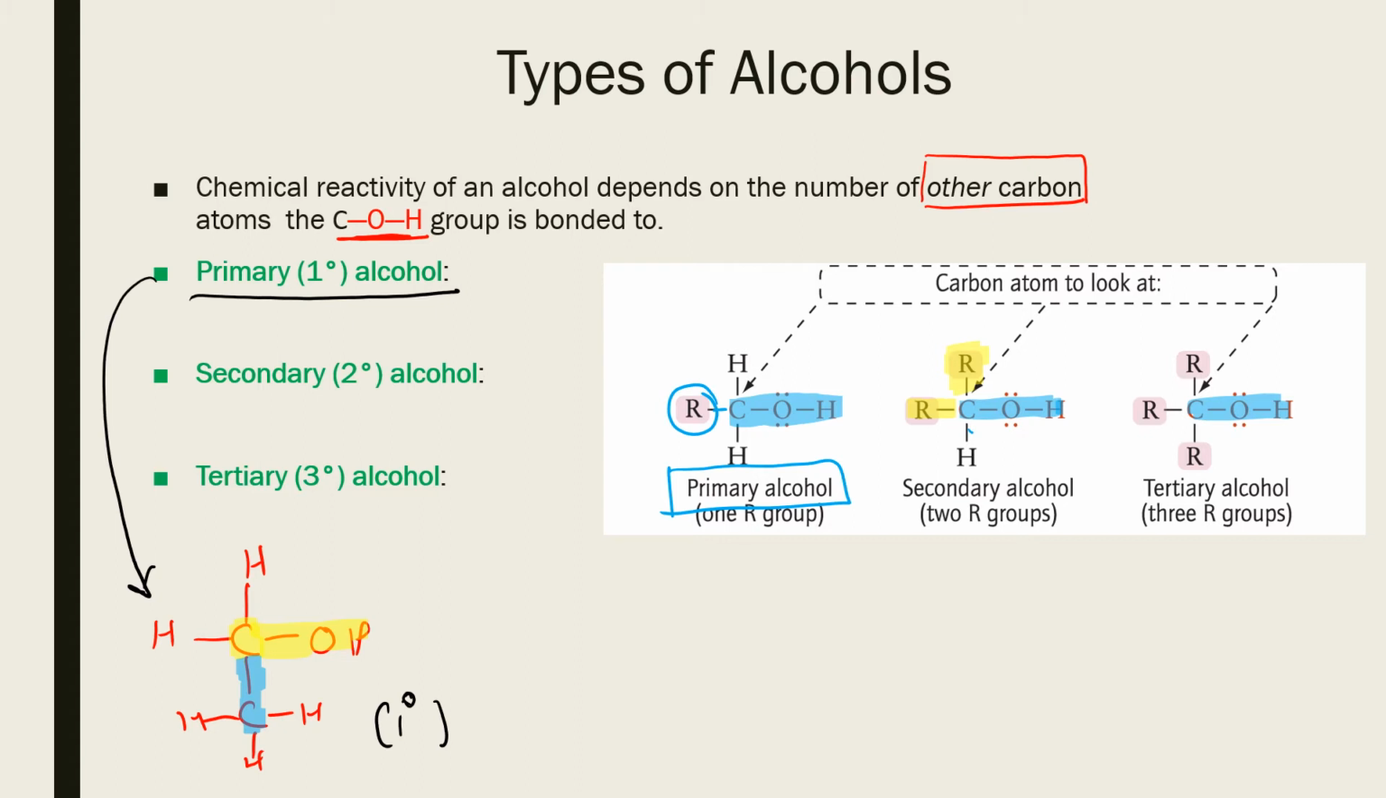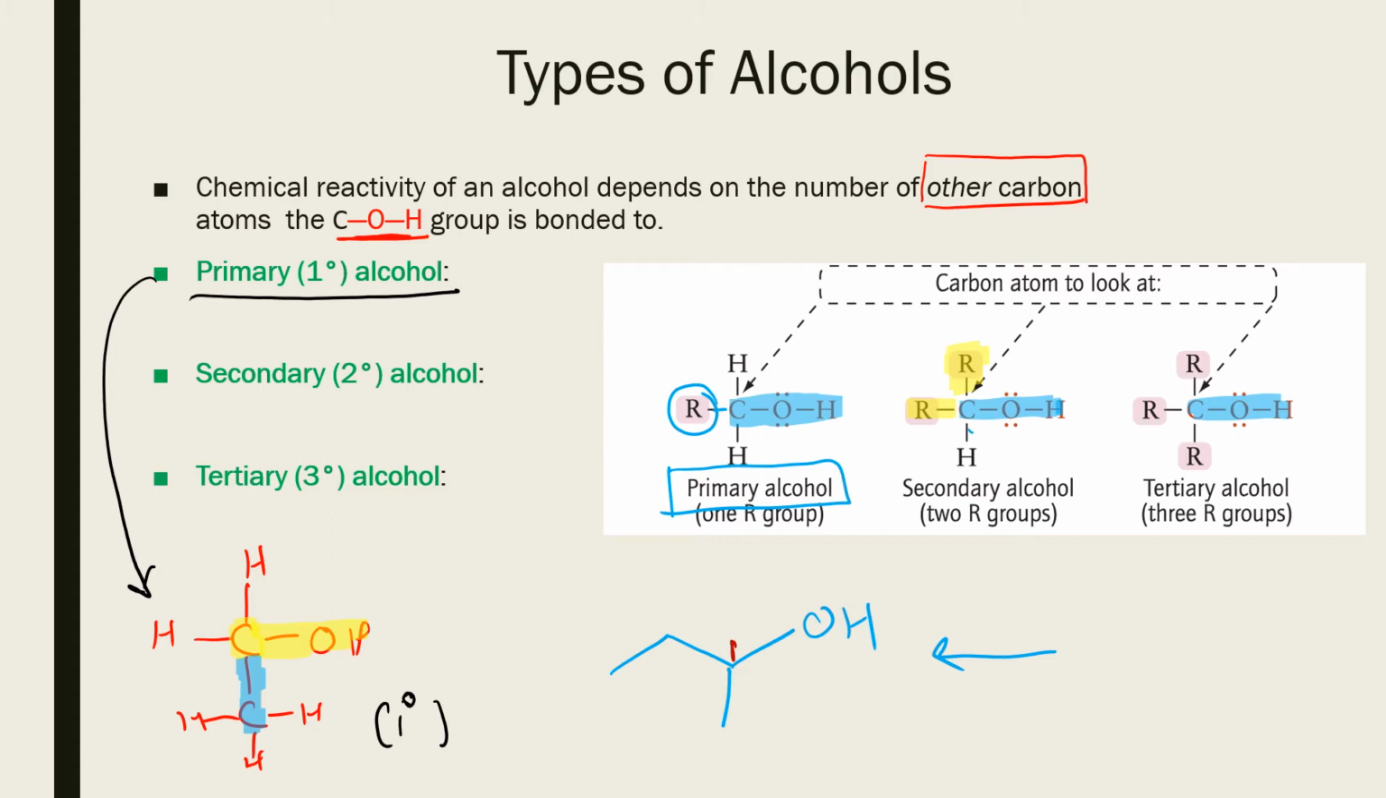Let's write another example. So if we have an alcohol as shown here, in this case, the carbon atom which is connected to the hydroxyl group is this one. So let's number it number one carbon atom.